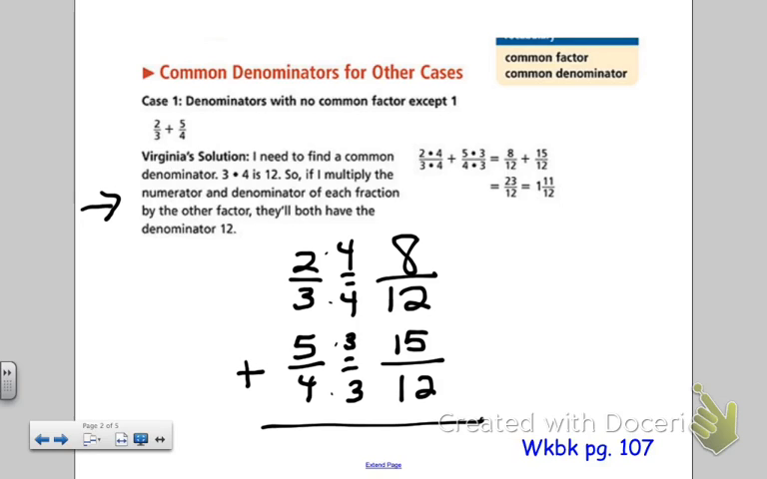And now we can add them up. 8 twelfths plus 15 twelfths gives you, well, you can see that right here, 23 twelfths, which, when you turn it into a mixed number, will give you 1 and 11 twelfths. So that's one strategy for finding a common denominator. Just multiply the denominators that you have.